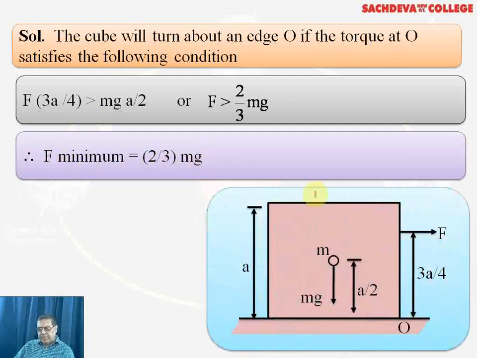So, again, the same figure is considered. Mg is the weight downward, m is the mass, A by 2 is half the length, and the force is acting at 3 times A by 4.